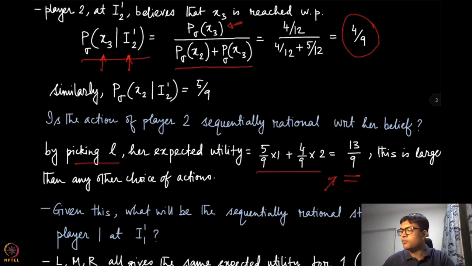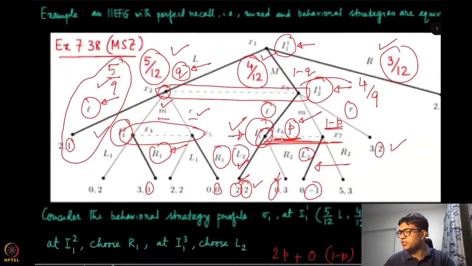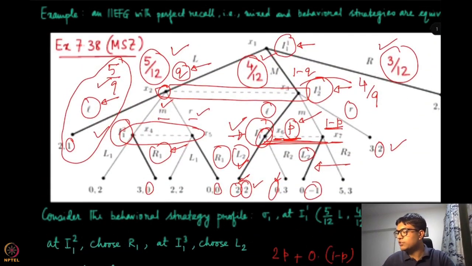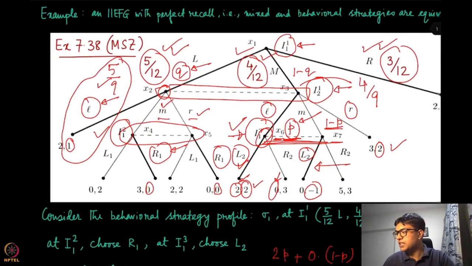So therefore, under this belief system, where player one has already picked this behavioral strategy in the first round, it is appropriate for player two to stick to this strategy L, because that is going to give it the highest expected utility. Now, if you look at the first stage, so we are going in a backward manner, we look at the strategy of player one, whether it has done the right thing or not.